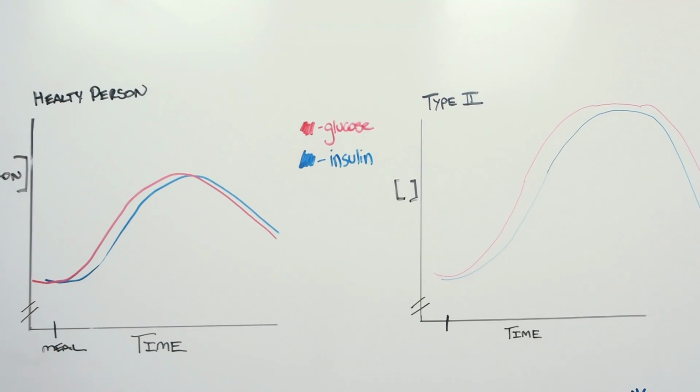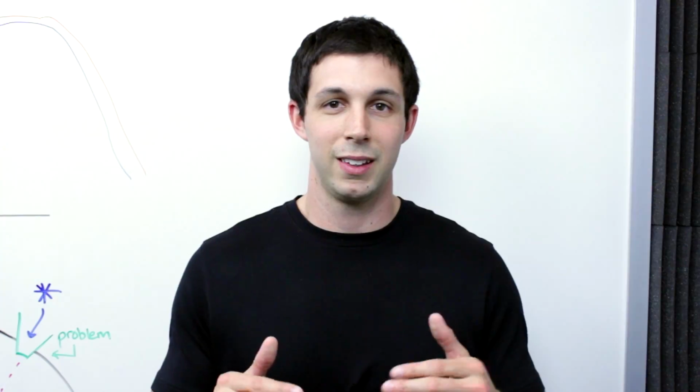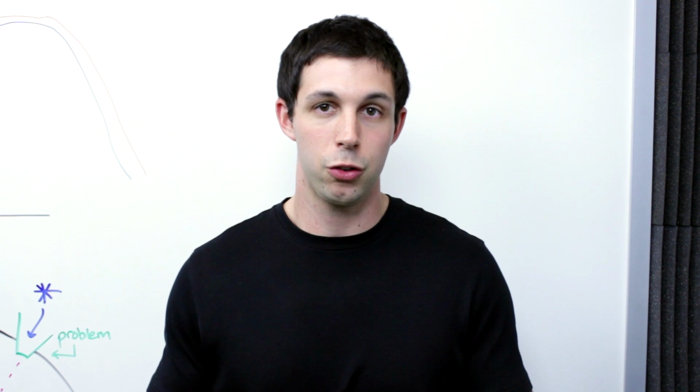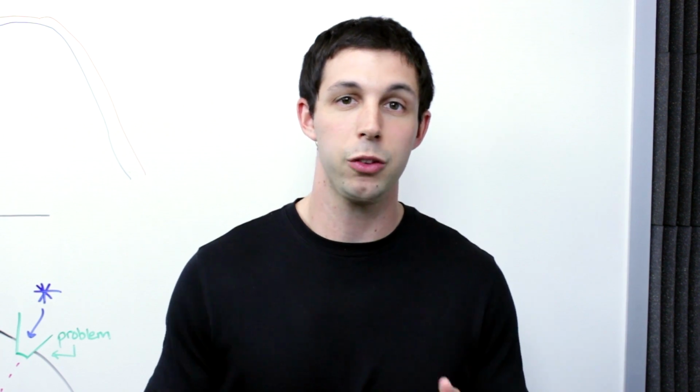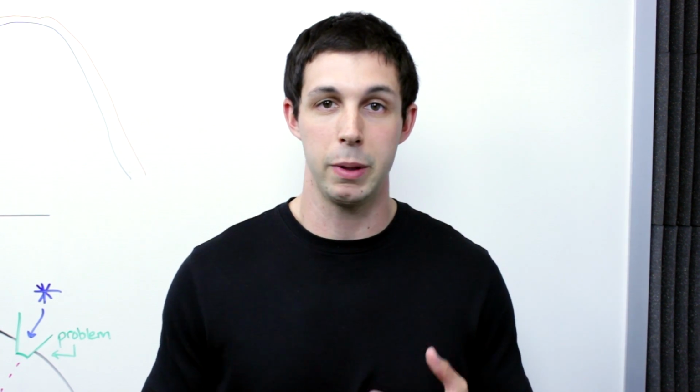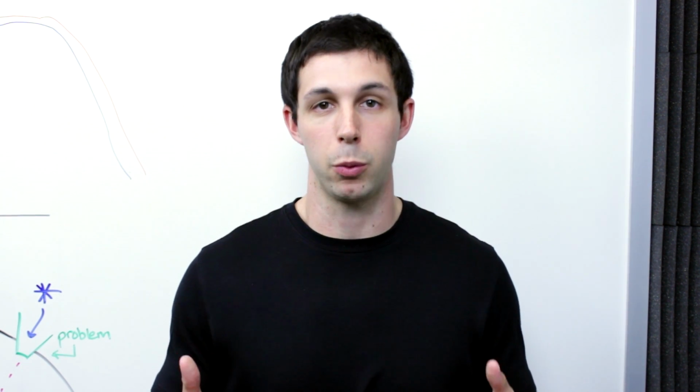Notice that the total amount of glucose and insulin in the blood is much higher in a type 2 diabetic compared to a healthy person. Now, this can have some drastic and negative health consequences due to this increased glucose concentration in the blood. Now that we know how blood glucose and insulin respond to a meal in healthy individuals and in people with diabetes, we can look to how we treat people with diabetes.